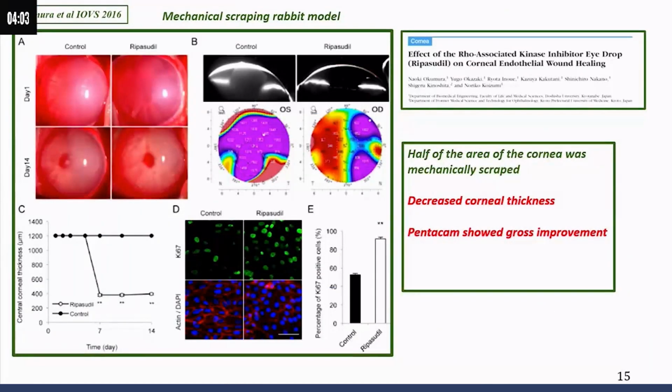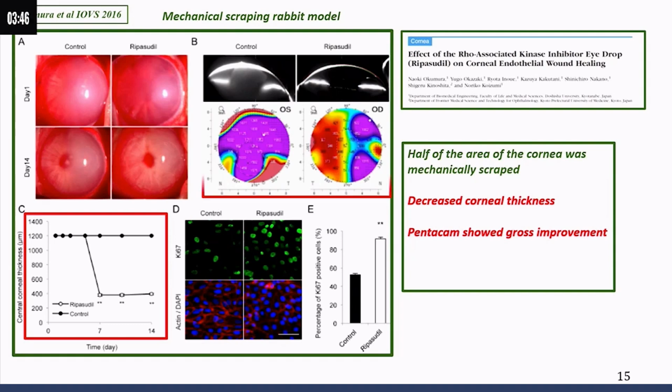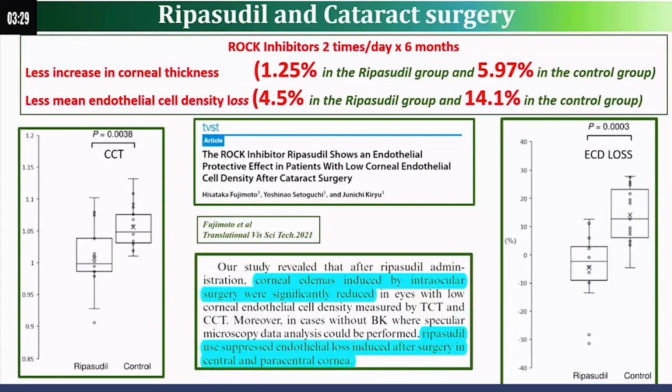I'll quickly discuss some examples. So this particular study, which was published in 2016, in this case, half of the cornea was mechanically scraped. And then one group placebo was used, in the other group ROCK inhibitors were used. And what they found was that there was a gross decrease in corneal thickness. That is, the corneal edema was much less in the ROCK inhibitor group, and the topographic pictures were much, much better. So definitely ROCK inhibitors have an effect on corneal endothelial wound healing.